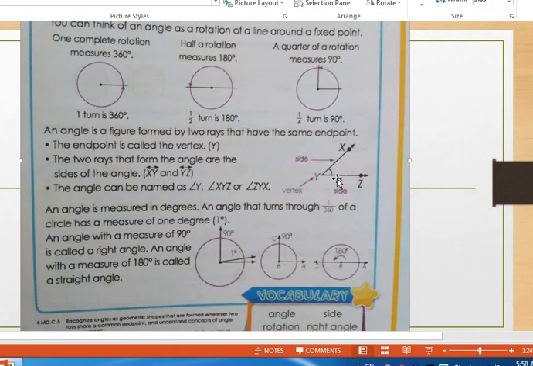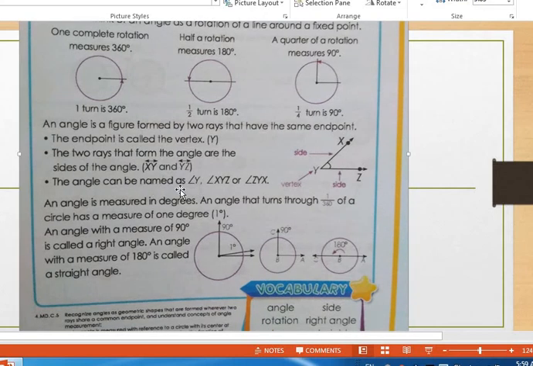Two lines meet at a point. This line YX is called a side. YZ is called another side. They meet at a point. It's called the vertex. And they form in between an angle. The two rays that form the angle are the sides of the angle, XY line and YZ line. So now the angle can be named.